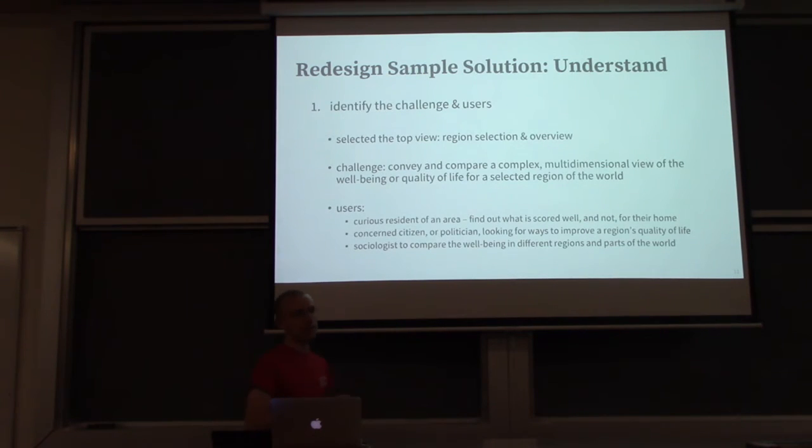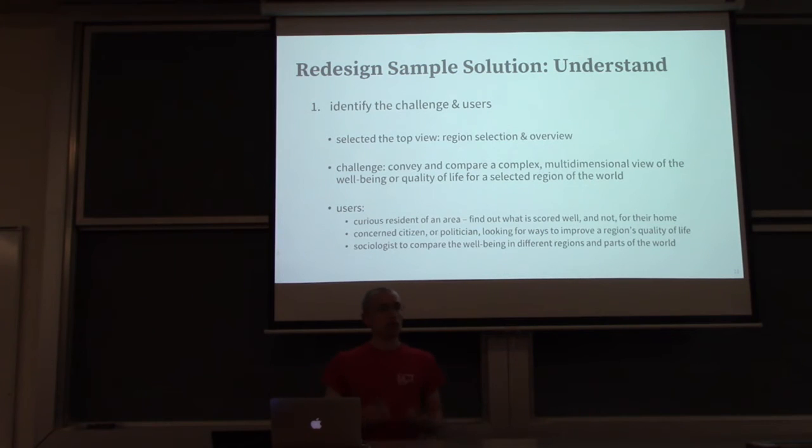For this first box, identifying the challenge and the users, I selected the top views. It seems pretty simple, straightforward. We do have some region selection, and then there's an overview for that selected region. And so the challenge here that I identified was to convey and compare a complex, multidimensional view of the well-being or quality of life for a selected region of the world. So that map view is about selecting a region, or it selects one automatically, and then it gives you a snapshot of that. And then there's another part as well about finding maybe similar regions.